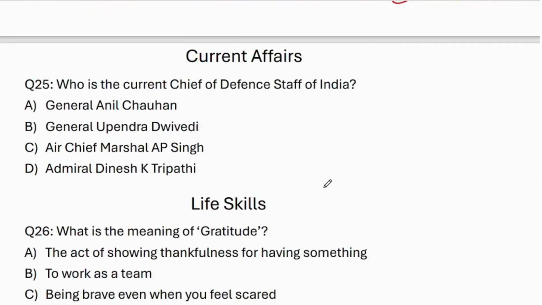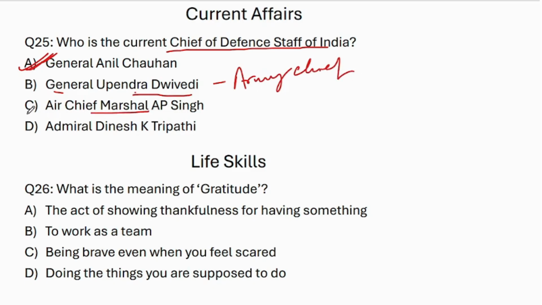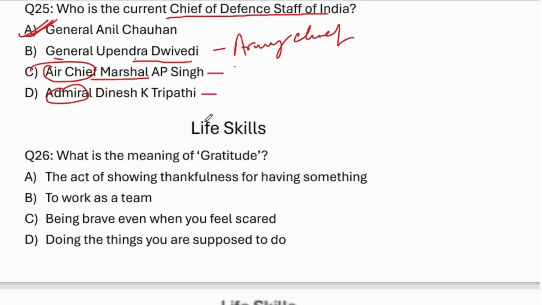All right. So moving on to the next question: Who is the current Chief of Defence Staff of India? He is General Anil Chauhan. So current Chief of Defence Staff of India is General Anil Chauhan. Who is General Upendra Dwivedi? It's Army Chief. Air Chief Marshal, as the name suggests, is Indian Air Force Chief, and Admiral Dinesh Tripathi, he is Indian Navy Chief.